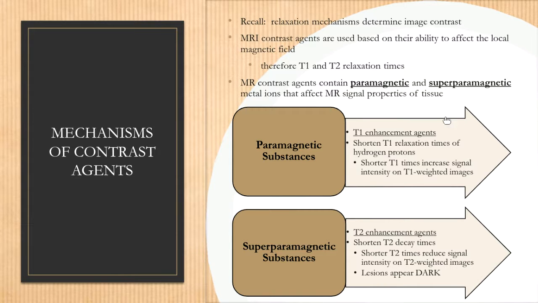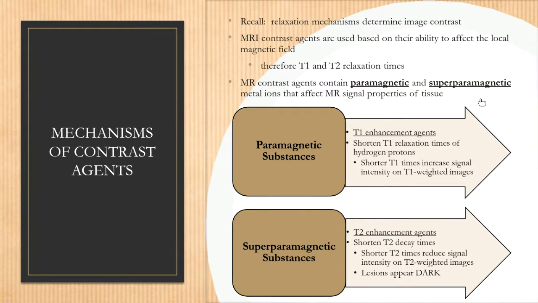And of course, we're using metal ions because they are attracted to and influenced by the magnetic field. And these metal ions are going to affect the signal properties of the tissue. So the two categories of MR contrast agents are paramagnetic and superparamagnetic, but you can actually break them down into kind of a subcategory. Paramagnetic substances are also considered T1 enhancement agents because they shorten the T1 relaxation times of hydrogen protons within the tissues. And of course, we know that shorter T1 times are going to increase the signal intensity on T1 weighted images.